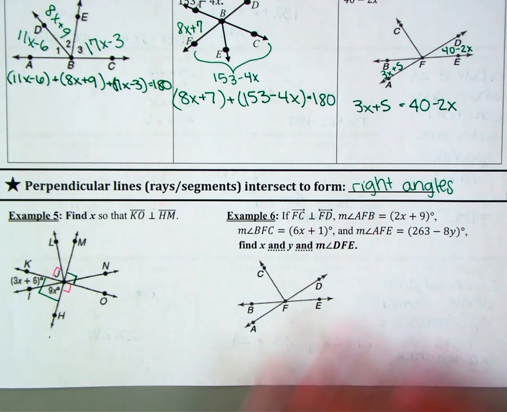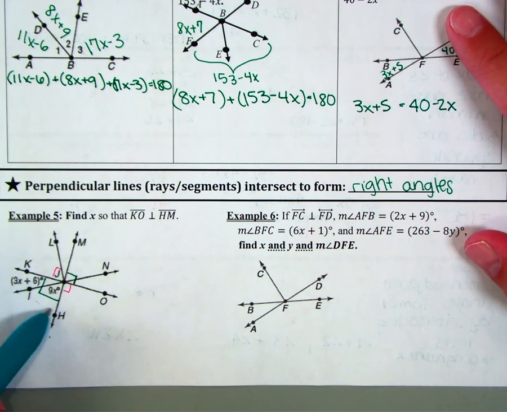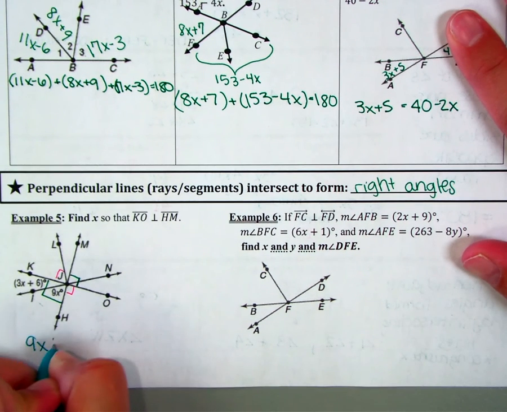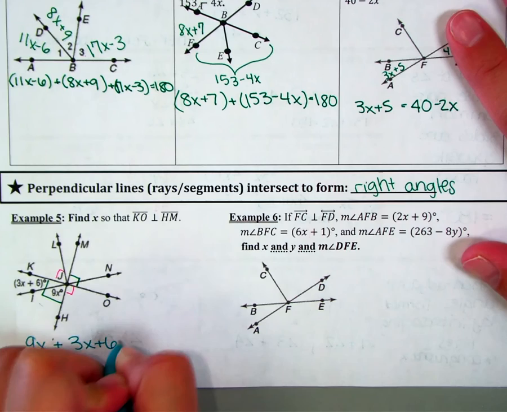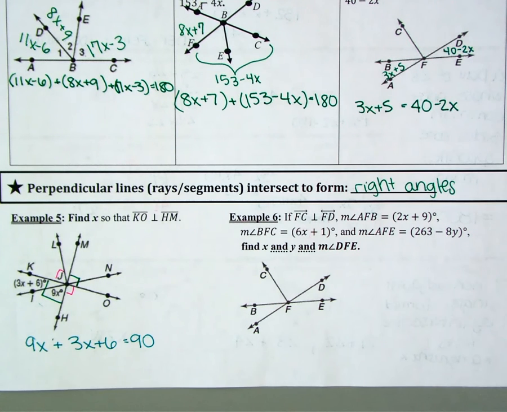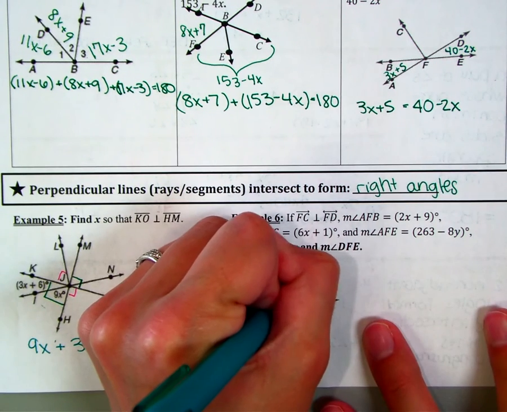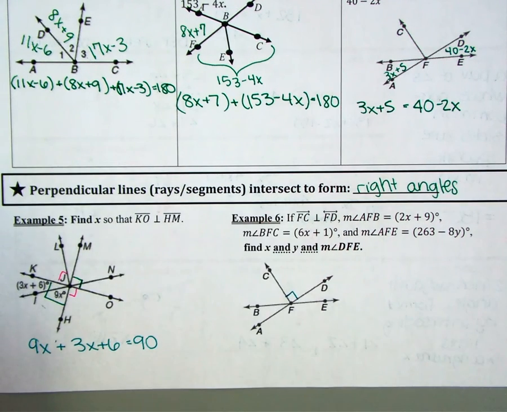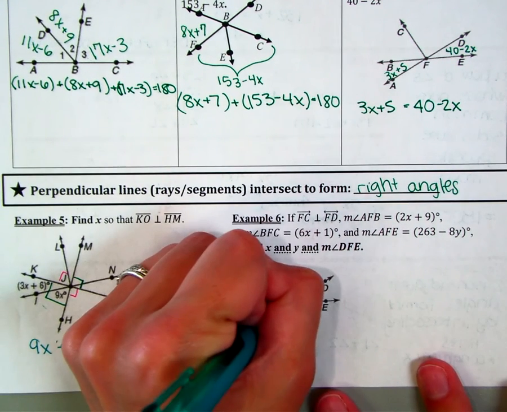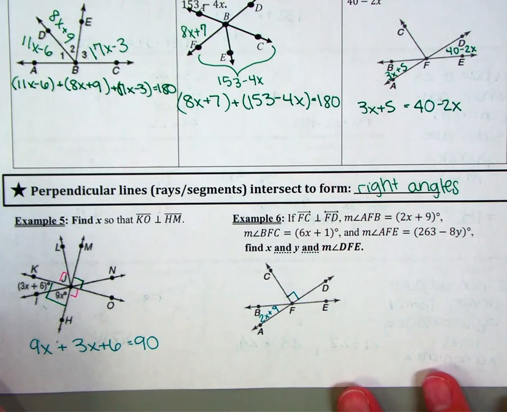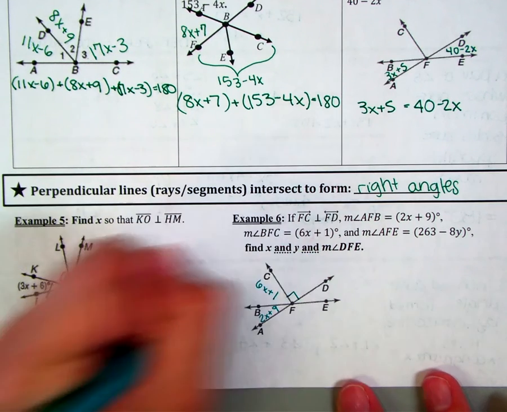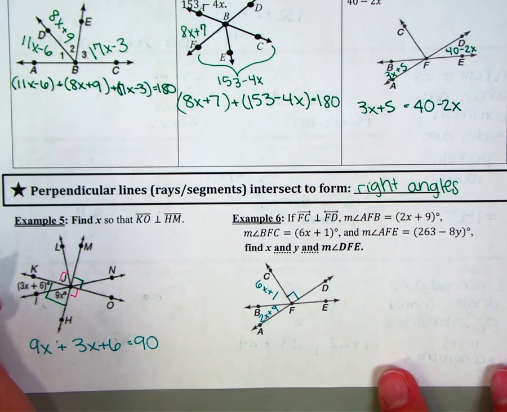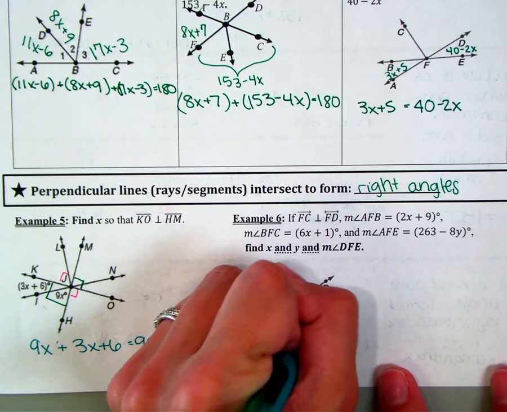So if we're finding x and this angle is a 90-degree angle, we would say 9x plus 3x plus 6 equals 90. And the very last example, we've got FC, which is perpendicular to FD. The measure of angle AFB is 2x plus 9. BFC is 6x plus 1. And AFE is 263 minus 8y.